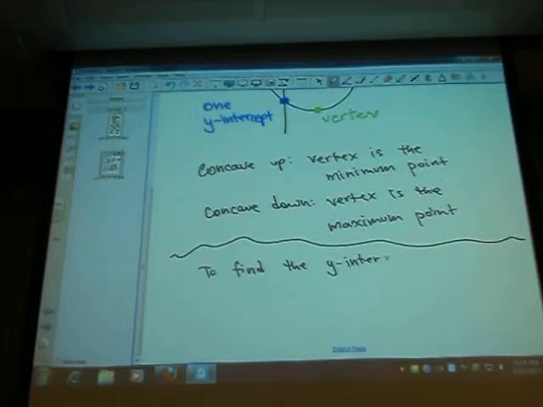Y-intercept. Now, how do we find the y-intercept? Do you guys remember? Set x to 0. Plug in. Remember, to find the intercept, you set the opposite variable equal to 0. So to find the y-intercept, set x equal to 0. Now if you're trying to find the y-intercept, generally we want to use an equation in standard form.